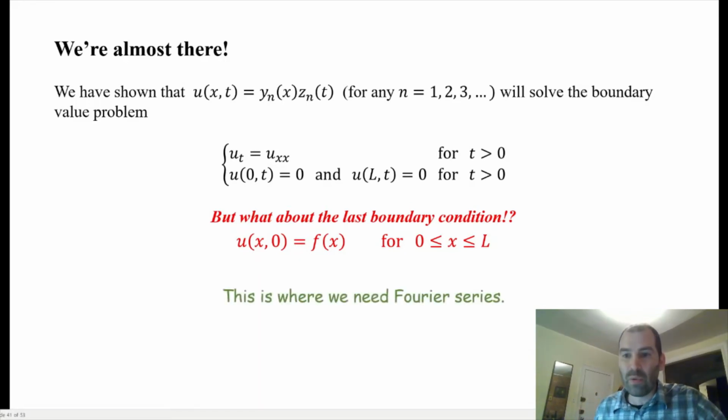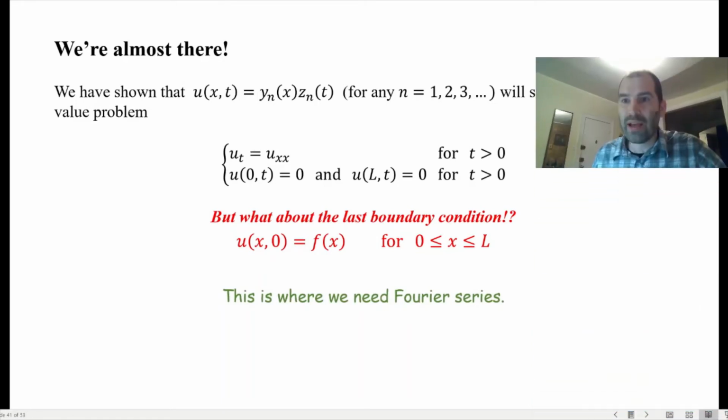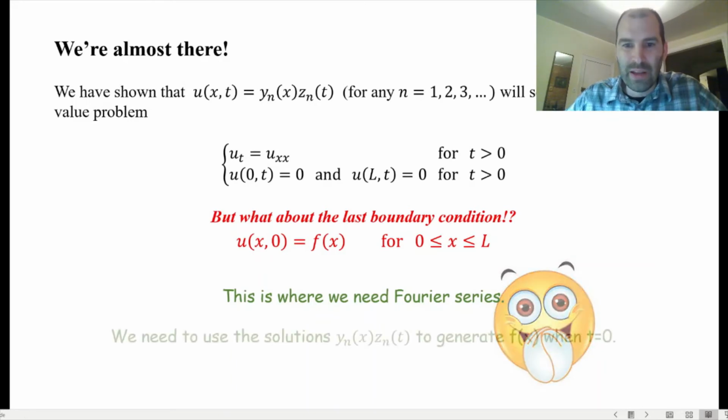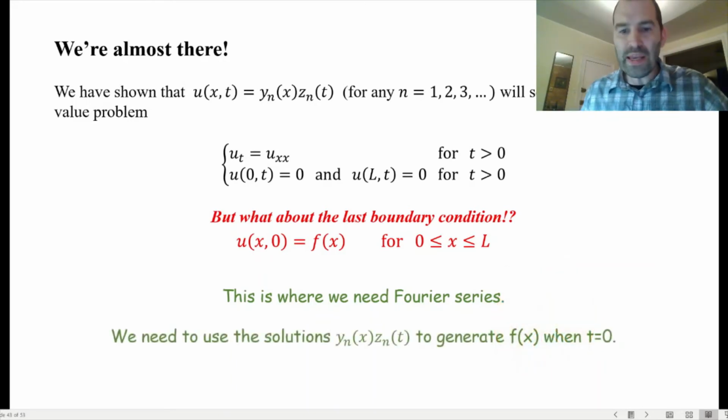So that's something we need to deal with. And that's where we're going to need Fourier series. Now I'm going to get out of the way because I need to show you how excited I am. All right. Oh, good. We get to use our Fourier series. Terrific. So we need to use these solutions that we came up with to generate that function f of x when time is 0. We need the solution to equal f of x when time is 0.